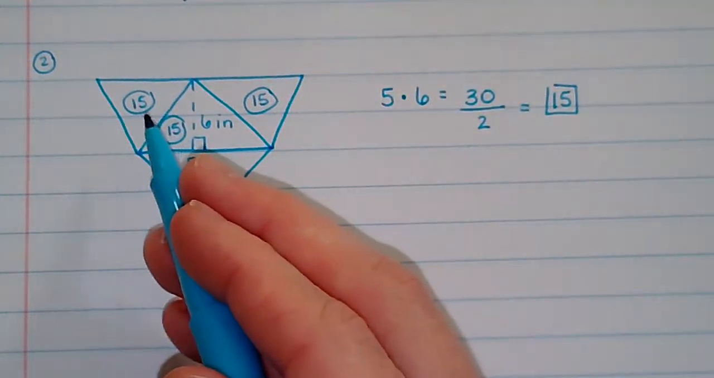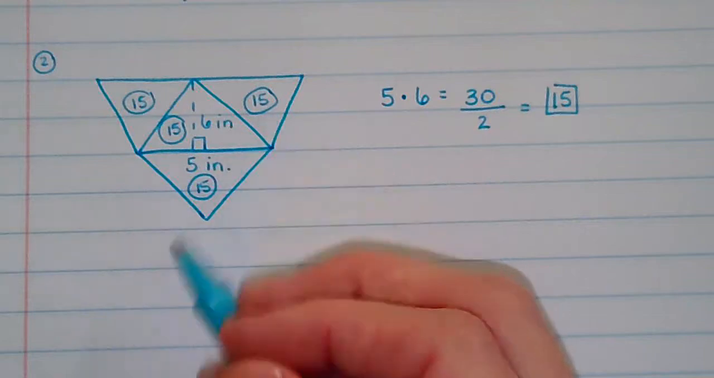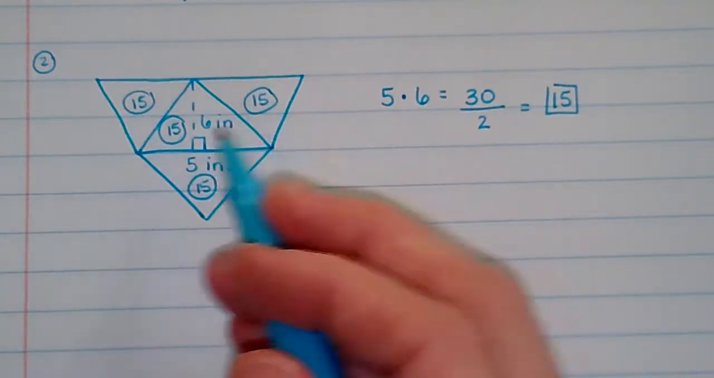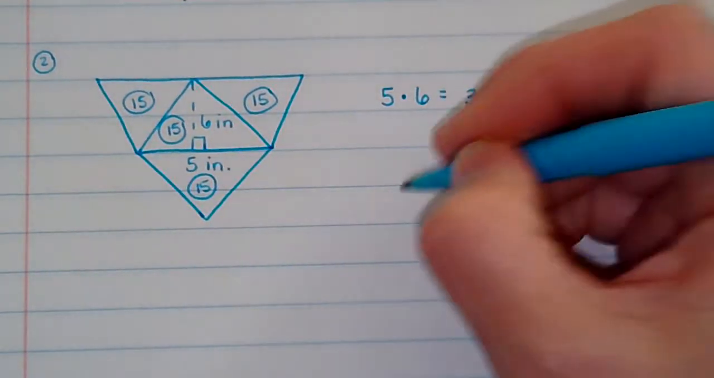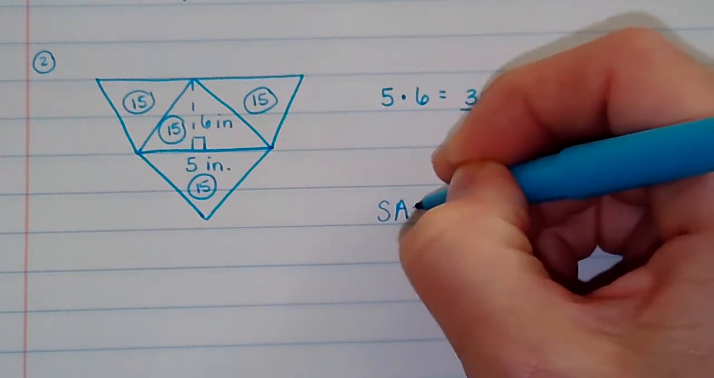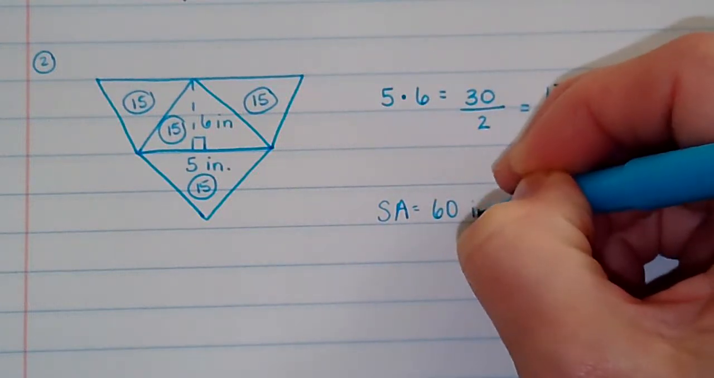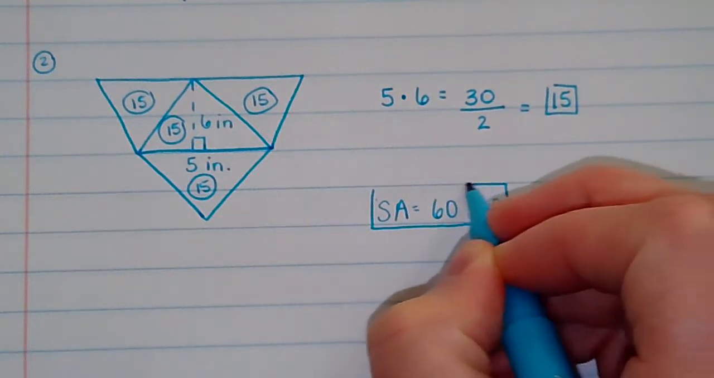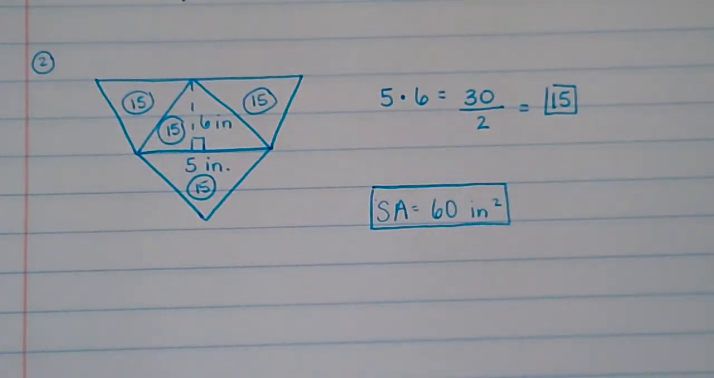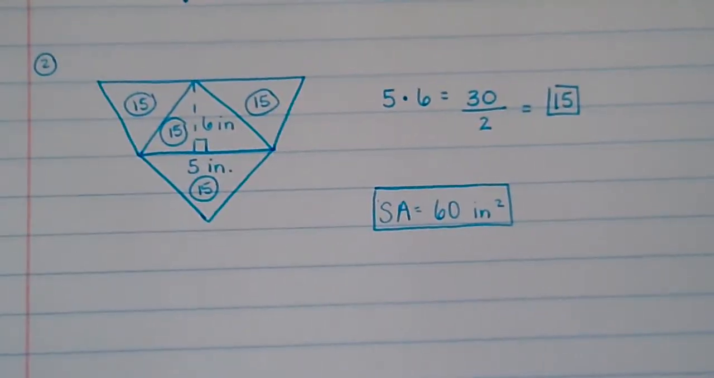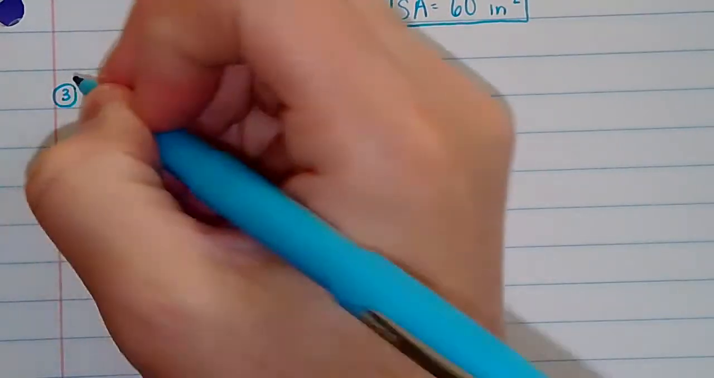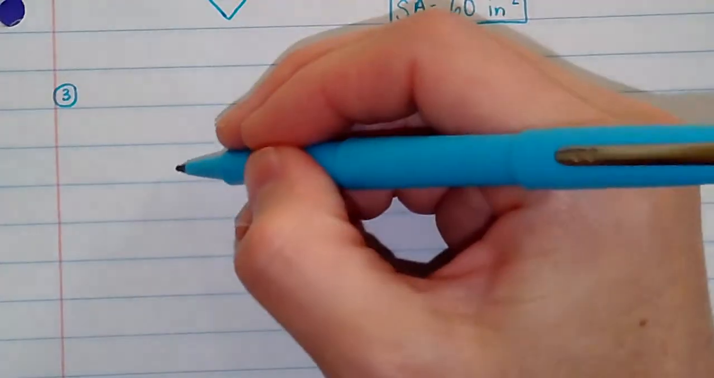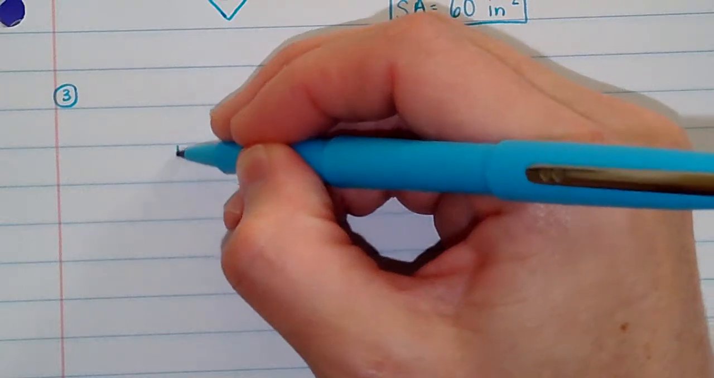So if I do 15 plus 15 plus 15 plus 15, or if I do 15 times 4, you'll get the same thing, which is 60. Okay? Last one. This is going to be a rectangle-based pyramid. We don't really see a lot of these, but I thought I'd show you just in case.